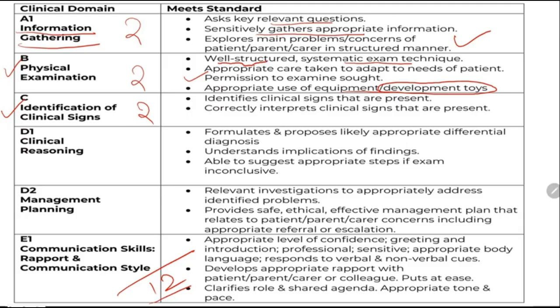And domain C is identification of the clinical signs. The candidate will meet the standard if he identifies the clinical signs that are present and correctly interprets them. And D1 is clinical reasoning, that is, formulates and proposes likely appropriate differential diagnoses, understands the implications of the findings and is able to suggest appropriate steps if the exam is inconclusive.